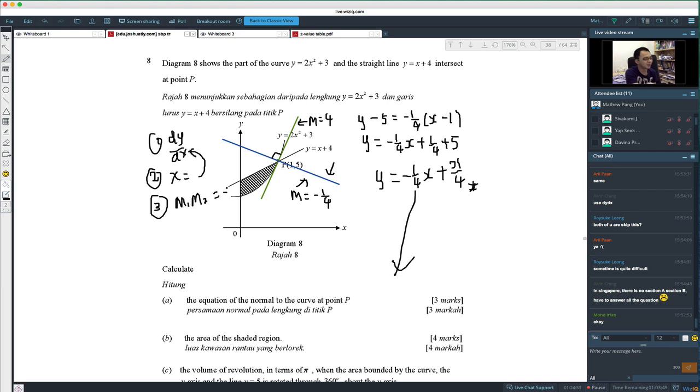The fourth one, you get the gradient and you have one coordinate. You use y minus y1 equals m(x minus x1) to get your equation. Okay, these are the four steps you use to find the equation of normal. You just remember the steps, then your whole life will be very easy, because a lot of students have no idea how to find the equation of normal. Yeah, this is how we do it.